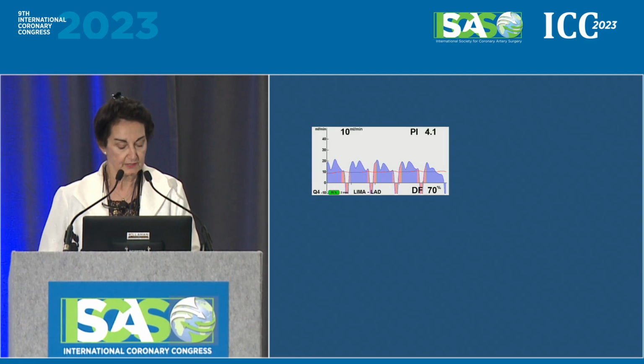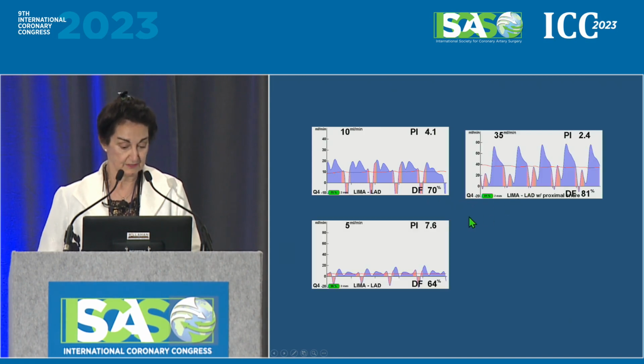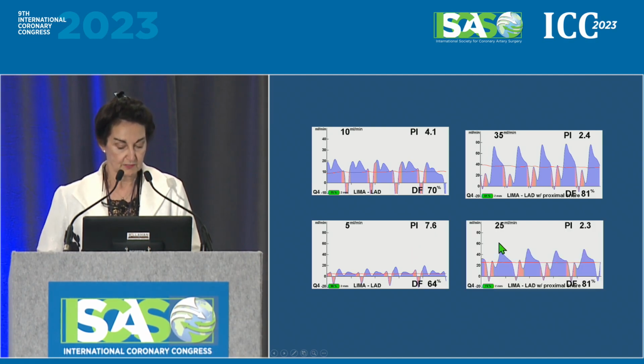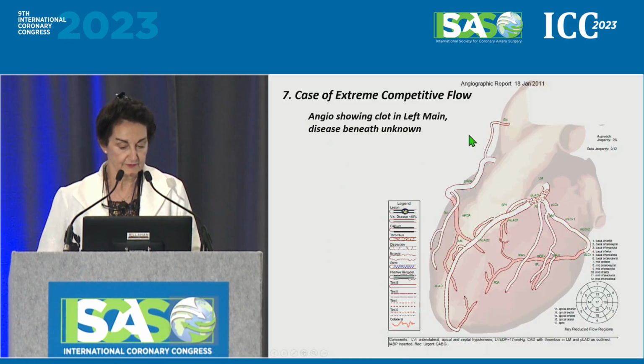Here's another one. Now we're seeing here for the first time backward flow. This is backward flow or insufficiency. And with proximal snare, it looks good. Boy, it's still not looking good without the snare, and you're really worried about this. But I knew the history, and this was a case of extreme competitive flow, and there was clot.